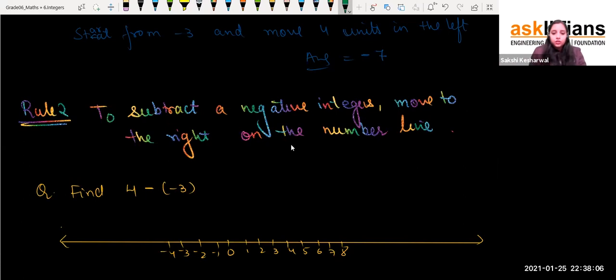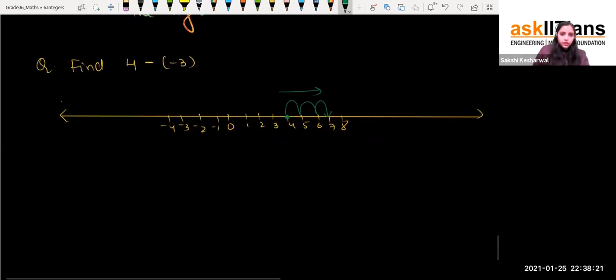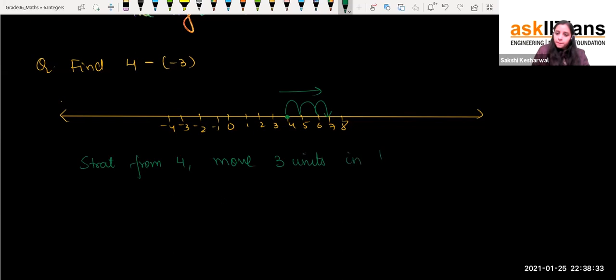Right, that's it. So this is like 4, right? First you move to the 4 and then you go 3 positions to the right. So this is like 1, 2 and then 3, right? You will be moving right. Yes or no? So you start from here, start from 4 and move 3 units in the right. Right. So your answer is what, beta? 7.